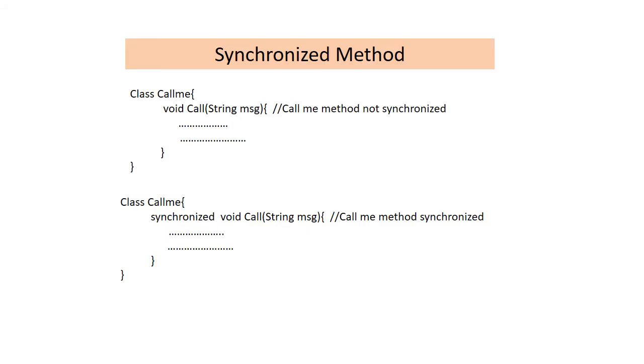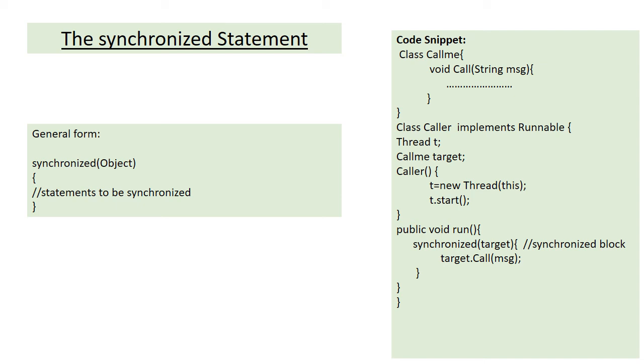Using synchronized methods. Synchronization is easy in Java because all objects have their own implicit monitor associated with them. To enter an object's monitor, just call a method that has been modified with the synchronized keyword. While a thread is inside a synchronized method, all other threads that try to call it or any other synchronized method on the same instance have to wait. To exit the monitor and relinquish control of the object to the next waiting thread, the owner of the monitor simply returns from the synchronized method.